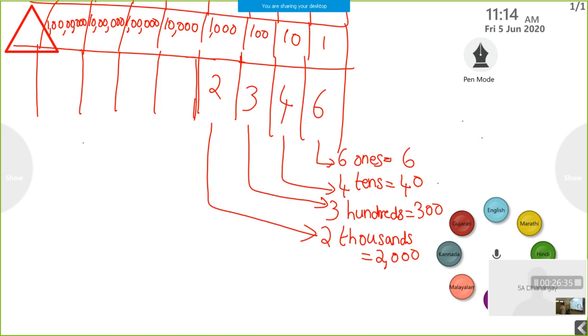Now we will move to bigger numbers. We are learning 7-digit numbers and 8-digit numbers. Let us consider a 7-digit number.